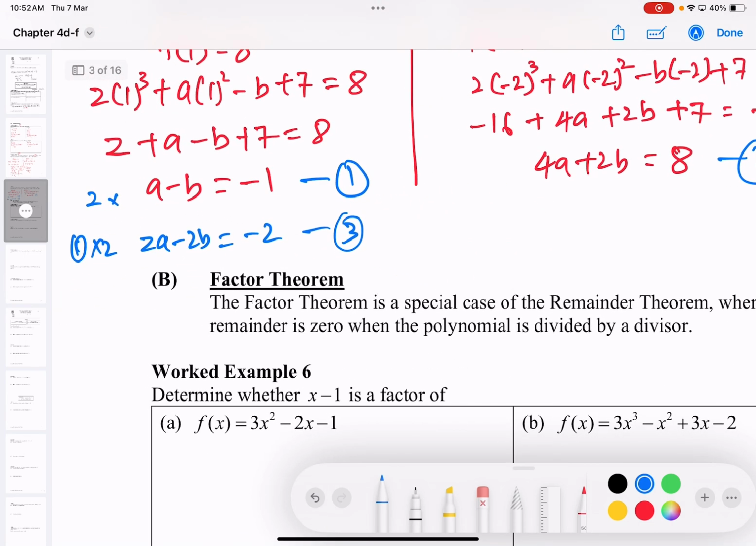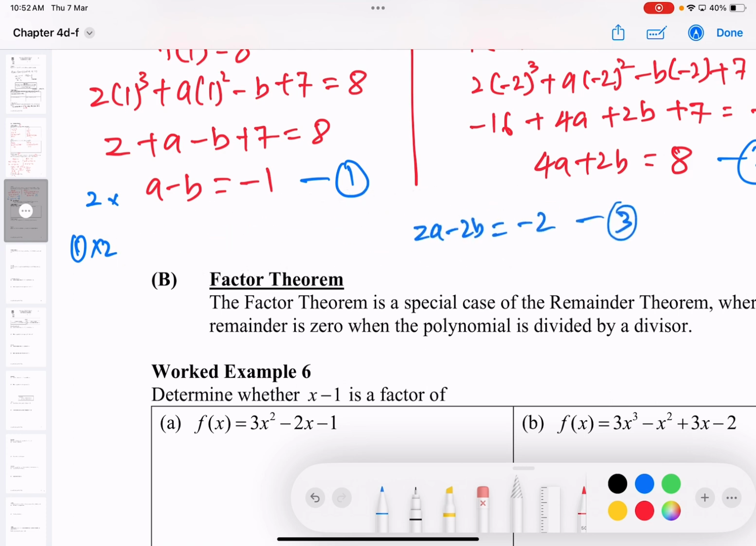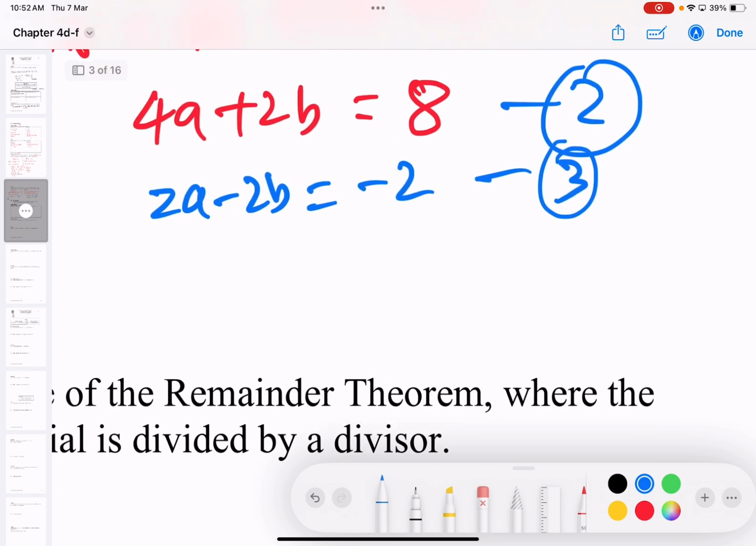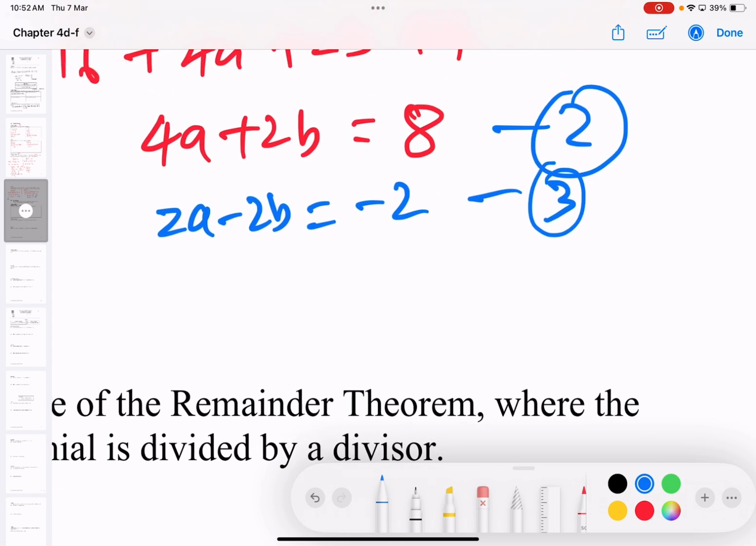Okay, so what I'm going to do is I am going to take this equation 3 and put it right over here. Now, I'm going to add equation 2 plus equation 3. Why do I want to add them up? Because when I add them up, this thing will become 0. So I'm going to take 4 plus 2, gives me 6A. 6A is 8 plus negative 2. That gives me 6. So therefore, A is equals to 1.